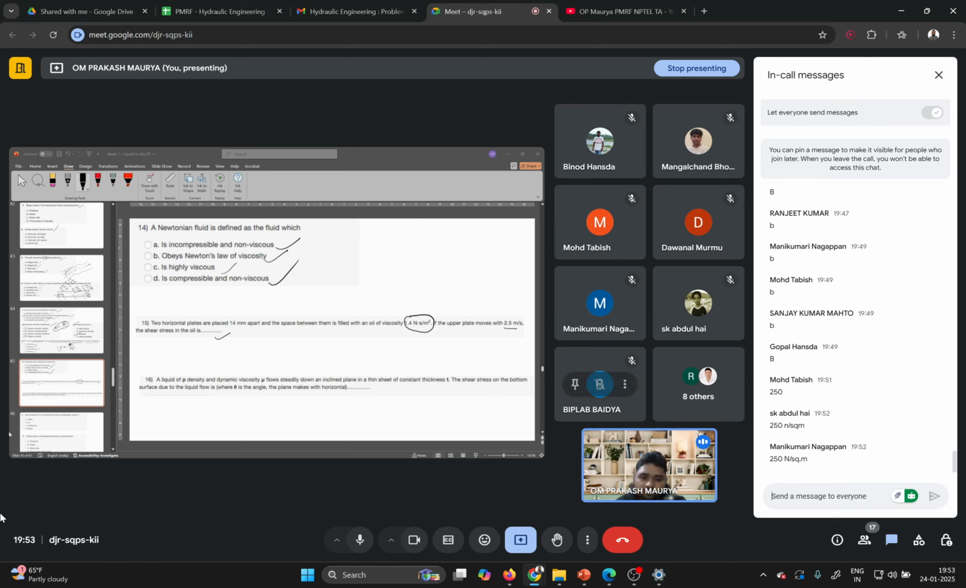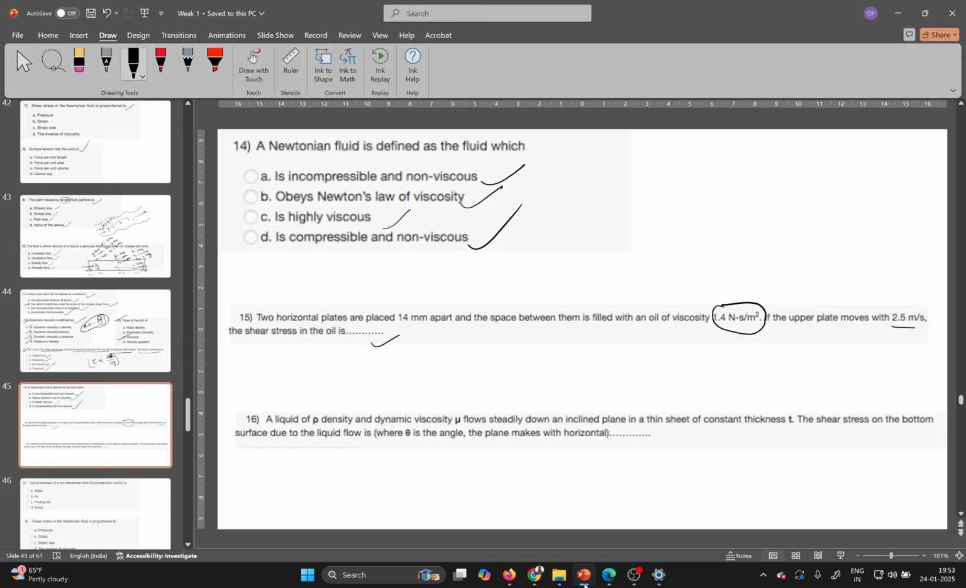Okay, shear stress formula you know already. Everyone knows the shear stress formula. Okay, Kumari is also telling 250. Let me just check whether you are correct or wrong. So shear stress tau is equal to mu into du by dy, you know already.